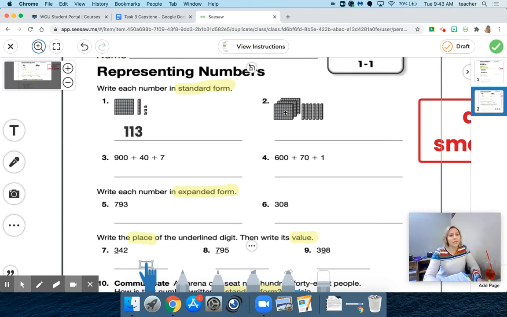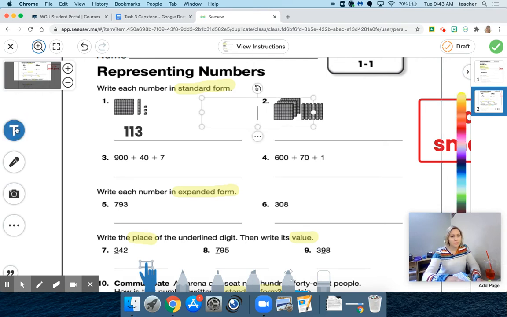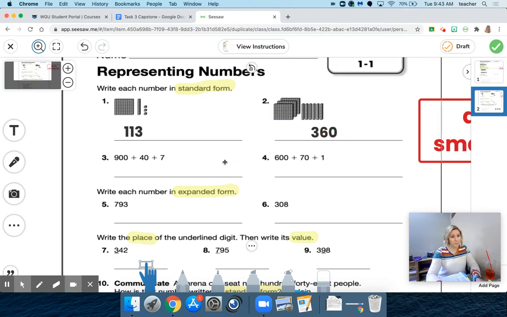Now let's look at number 2. 1, 2, 3 hundreds. And then I've got 1, 2, 3, 4, 5, 6 tens. And I don't have any ones. I can't leave this as 36 because it doesn't represent 36. It represents 360. So since there are 0 ones, I'm going to put a 0 in the ones place and then move it to the line.